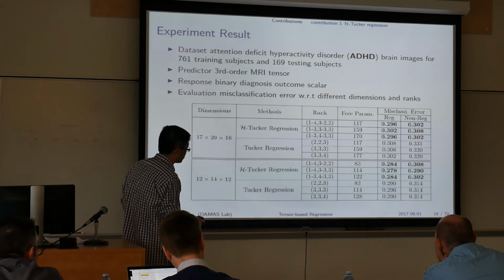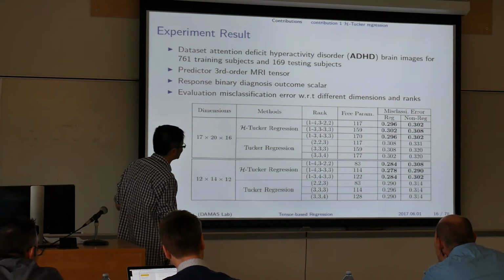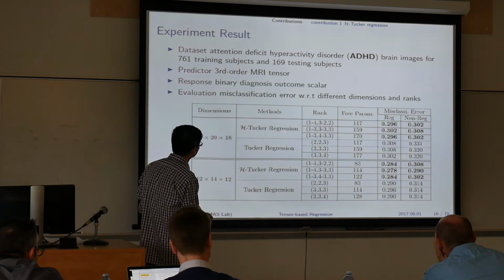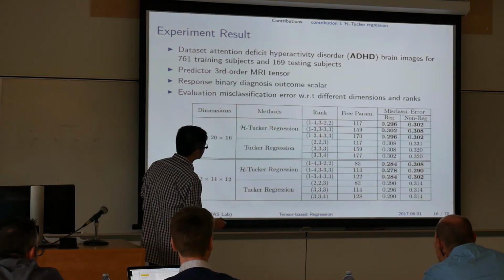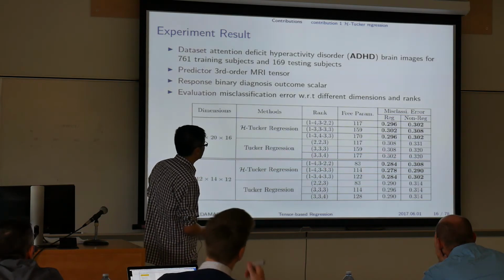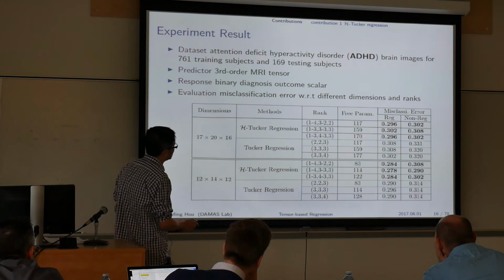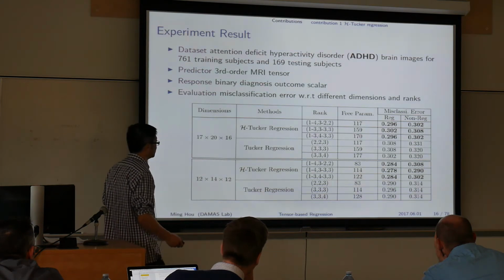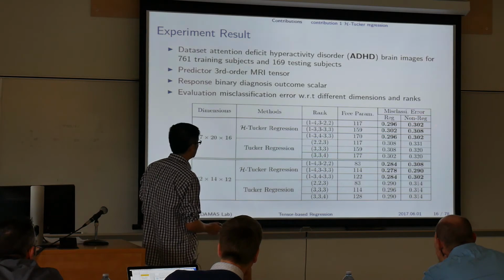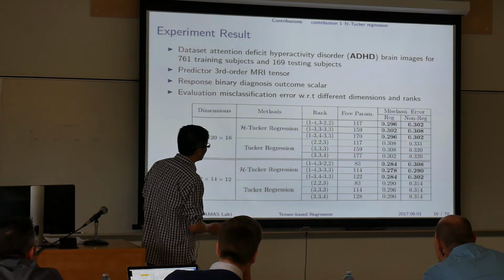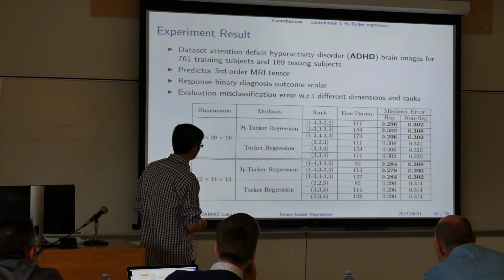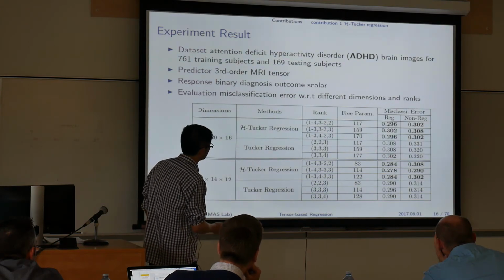How classification error can be affected by parameter size. Here you can see that our H-Tucker regression models significantly outperform the corresponding Tucker regression models in all the cases with fewer parameters. We can also see that our non-regularized version of the H-Tucker regression model is already comparable to or better than the regularized version of the Tucker regression model.